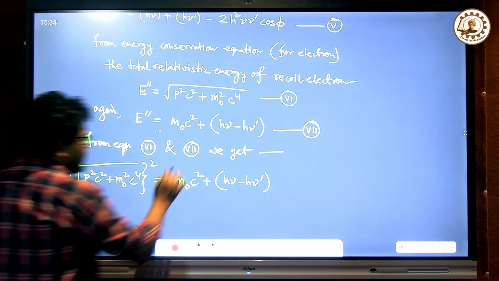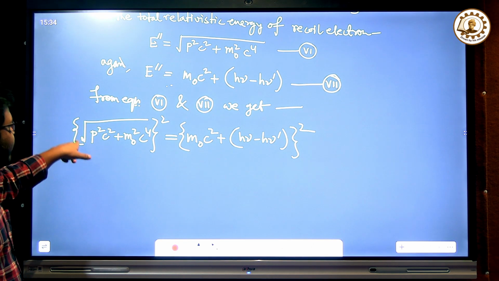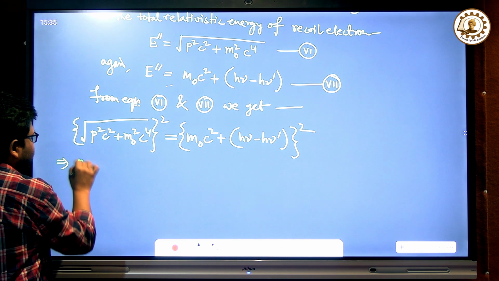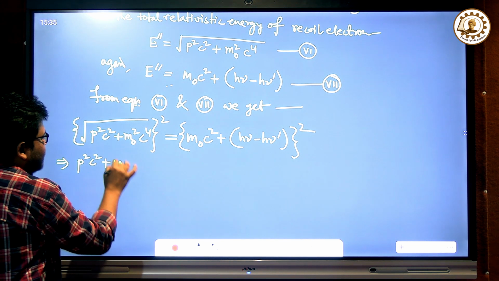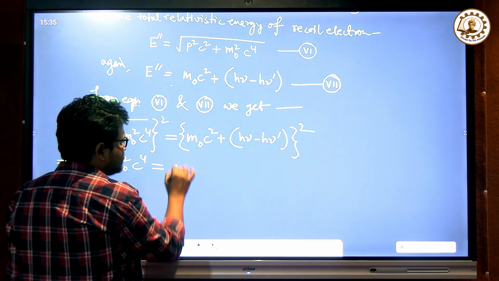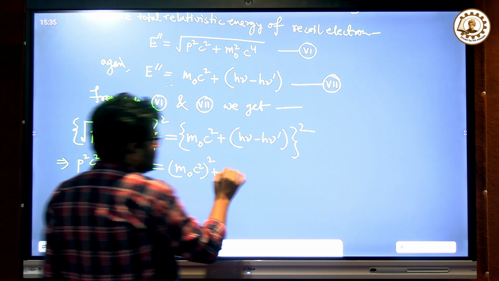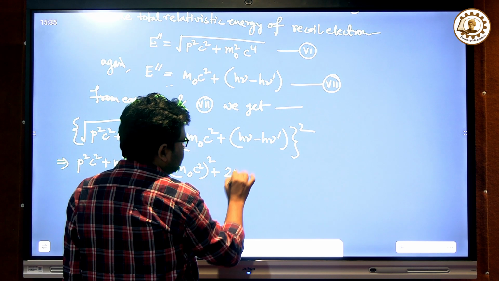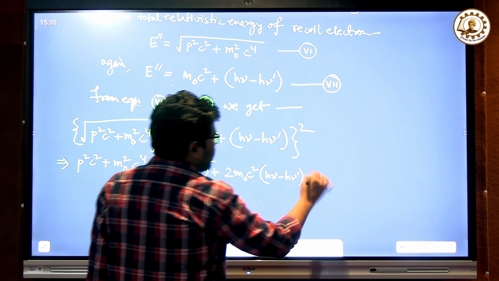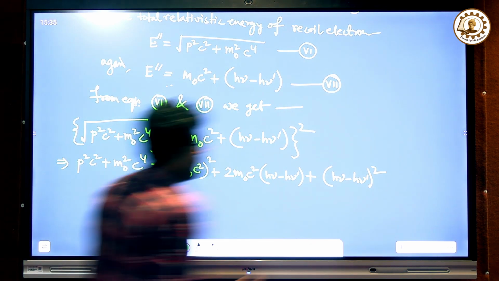If I square both sides in order to remove this square root term, then on the left hand side we have p square c square plus m0 square c to the power 4. And on the right hand side we have (m0 c square) whole square plus 2 m0 c square (h nu minus h nu prime) plus (h nu minus h nu prime) whole square.